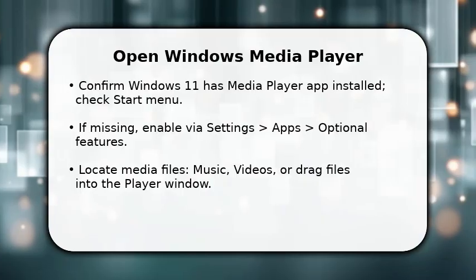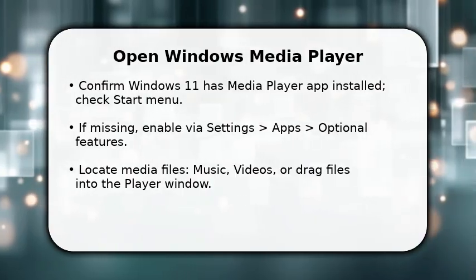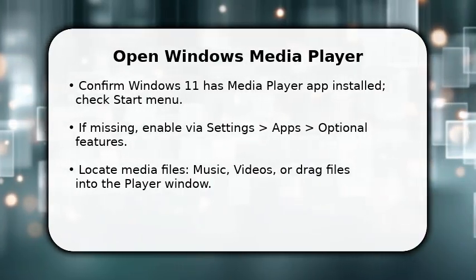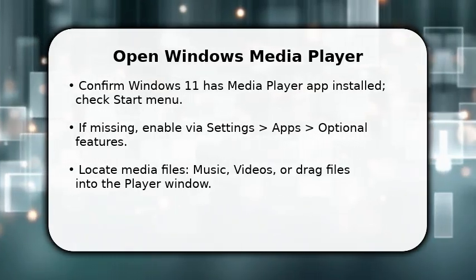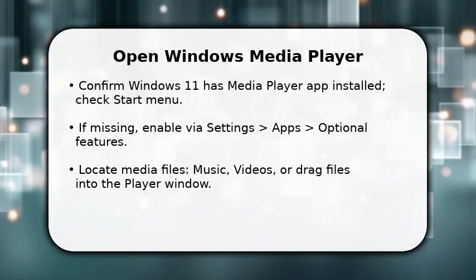You'll start by launching Windows Media Player and making sure it's available on your PC. Open the Start menu and type Media Player. If it doesn't appear, go to Settings, Apps, Optional Features to add it.